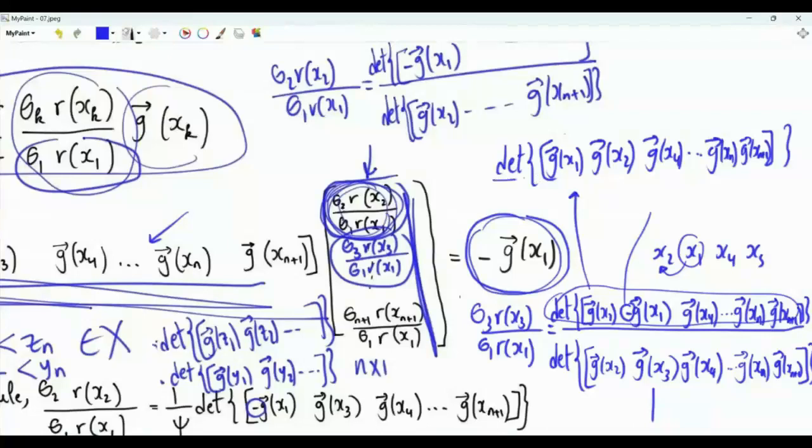In other words, this determinant in the numerator is... The Haar condition implies that the determinant in the numerator and the determinant in the denominator both have the same sign. Theta 3 r of x3 divided by theta 1 r of x1 is a positive number. Theta 3 is strictly positive, theta 1 is strictly positive. Therefore, r of x3 and r of x1 are both equal to gamma, or they are both equal to minus gamma.